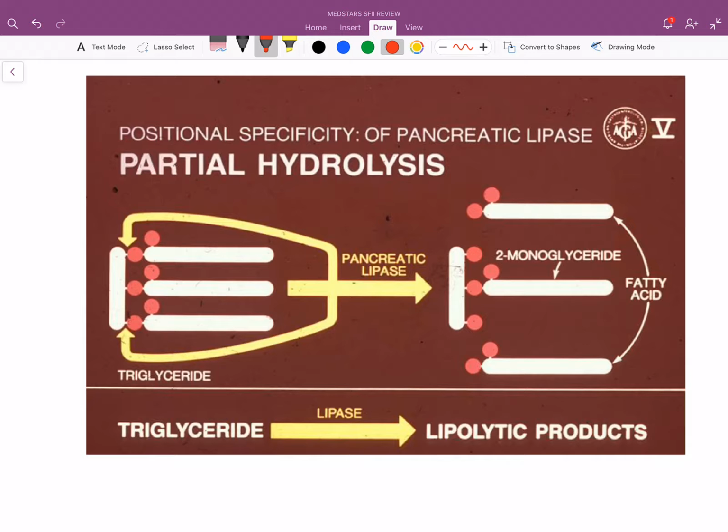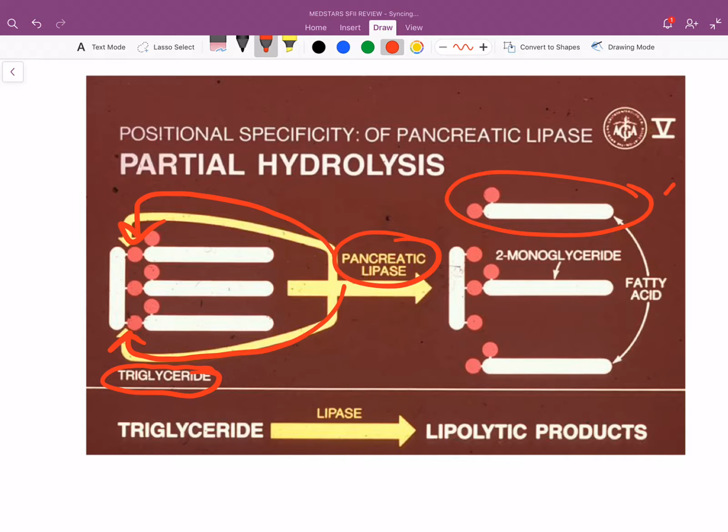And how does it work? Well, right here we have a molecule of triglyceride, and then we have pancreatic lipase. Pancreatic lipase is going to approach that molecule of triglyceride and attack it there, and also attack it there. So that way we end up with one free fatty acid, two free fatty acids, and we end up with a 2-monoglyceride molecule.